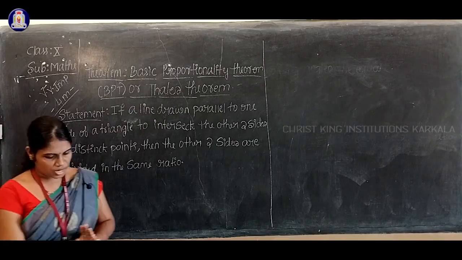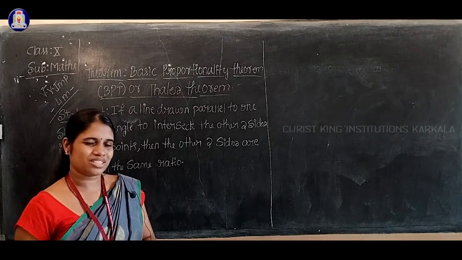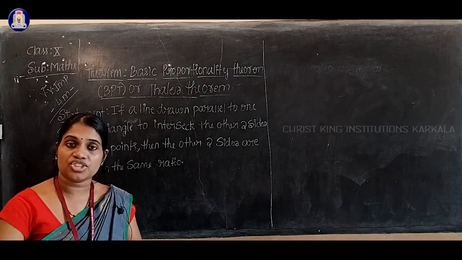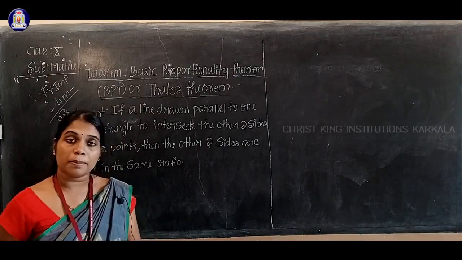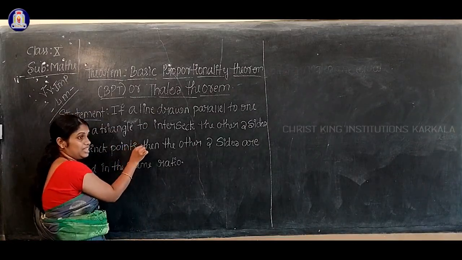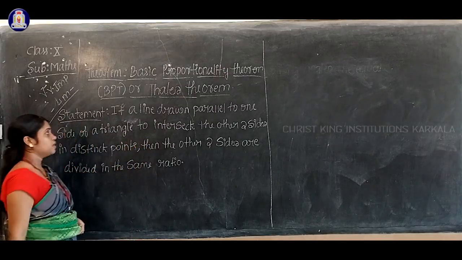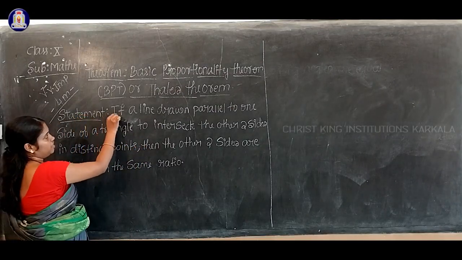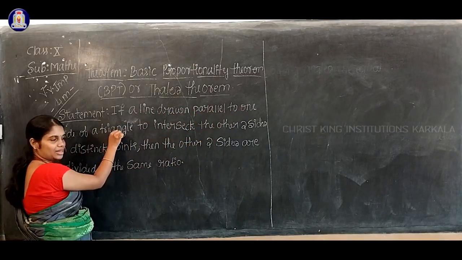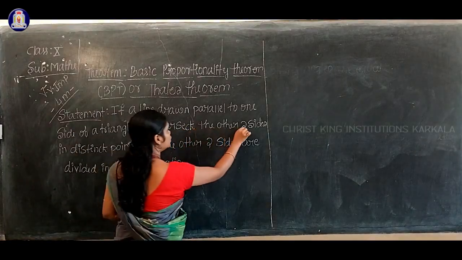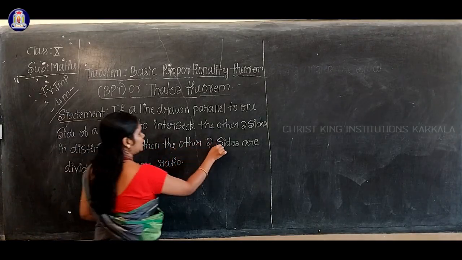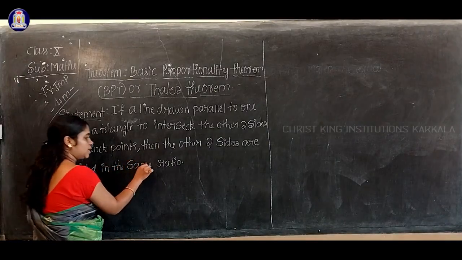First we have to know the statement of this theorem. The statement is important here because sometimes they will ask: state and prove Thales theorem, or state and prove basic proportionality theorem. So everyone has to learn this statement, a very important statement. According to the statement, if a line is drawn parallel to one side of a triangle to intersect the other two sides in distinct points, then the other two sides are divided in the same ratio.